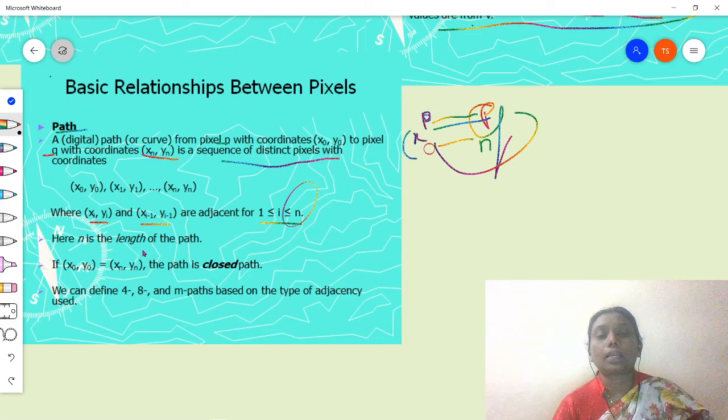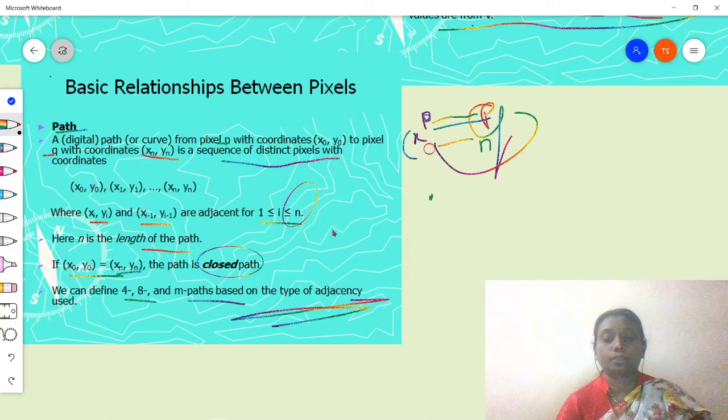Suppose, for example, x naught, y naught is equal to xn, yn, then the path is a closed path. We represent that as a closed path. It means the starting point and the ending point are the same point. Then it is a closed path. And we can define 4, 8 and M paths based on the type of adjacency we use. Now I'll show some path values.